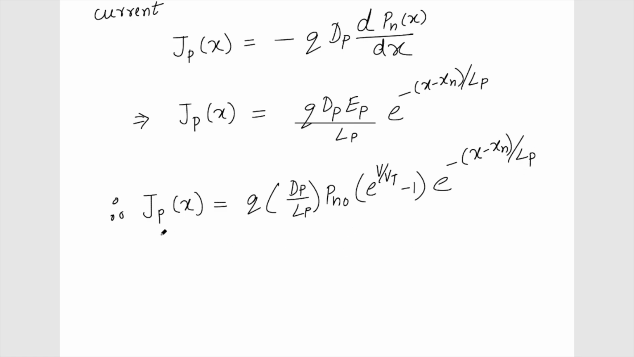If you see this current term, it is maximum at x equal to xn. Of course it cannot be less than xn because the curve starts from x equal to xn, and as x increases we can see that it decreases. So it is maximum at x equal to xn. So let's try to find out the Jp at x equal to xn.